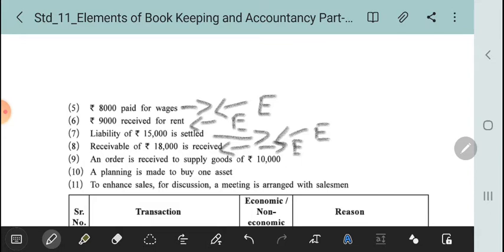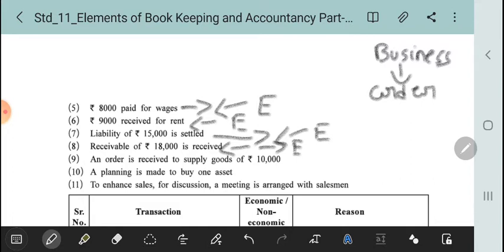Okay, 9, an order is received to supply goods of rupees 10,000. Okay, so an order is placed, means order is received. Okay, we are the businessmen, we are doing business, we get an order, just get an order. Okay, we have not yet supplied the order.